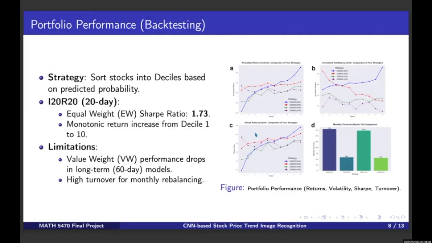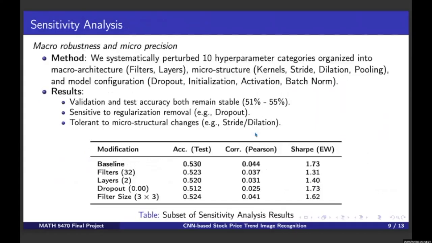Limitations were noted. The value weight strategy for I20R16 underperformed. The turnover for I20R20 remained excessively high, implying substantial transaction costs in practice. To ensure these findings were robust, we conducted an extensive sensitivity analysis. The results show our model is remarkably resistant to major architecture changes.